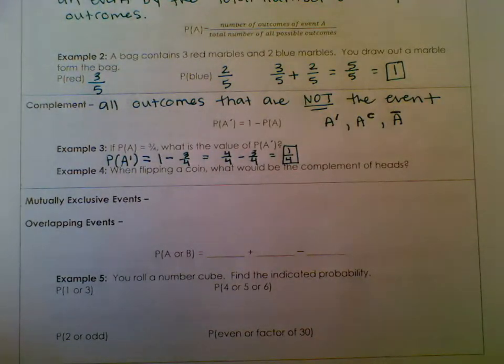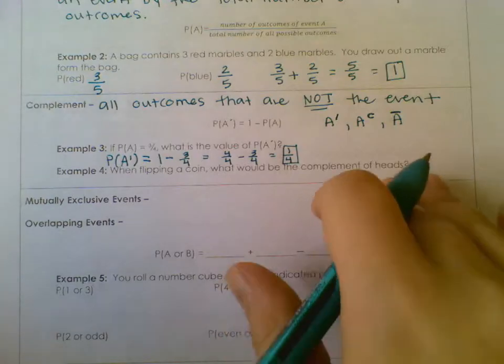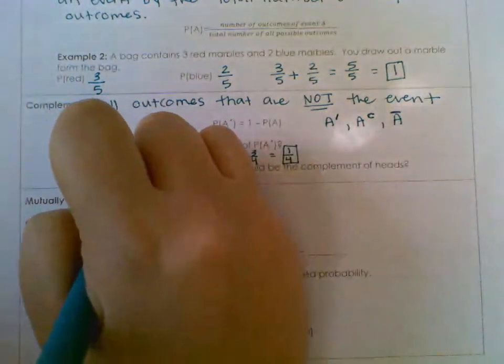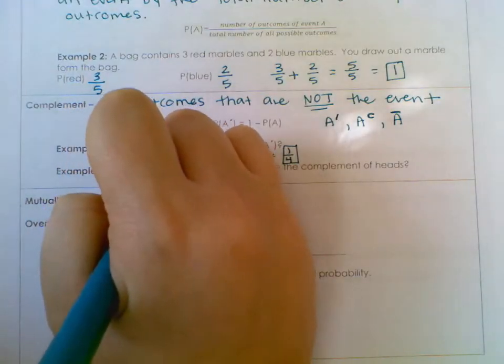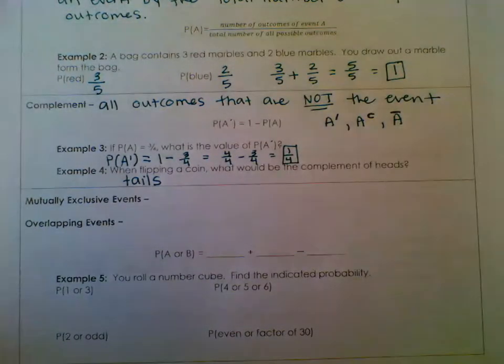Okay, example 4. When flipping a coin, what will be the complement of heads? Now notice I didn't ask what the probability of it is. I'm just asking what is the complement. So if I have heads, its complement, what is not heads, would be tails. You just write the word tails down. I didn't ask for the probability. I'm asking what is the complement. The complement is tails.